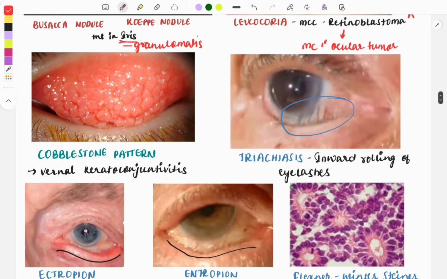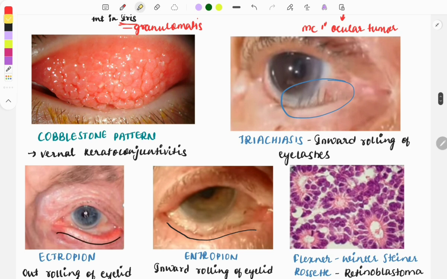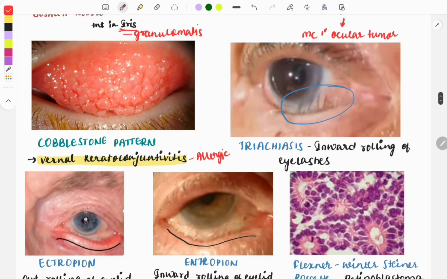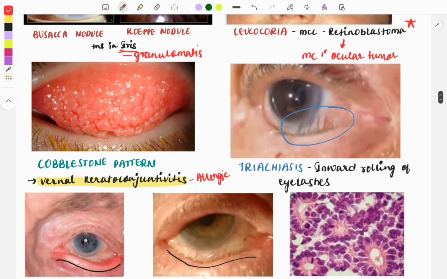In the next image, it is called a cobblestone pattern, and you can see it most commonly with vernal keratoconjunctivitis. Vernal keratoconjunctivitis is an allergic conjunctivitis, seen seasonally. Okay, and in that you can see this pattern. Then moving on to another very important image.